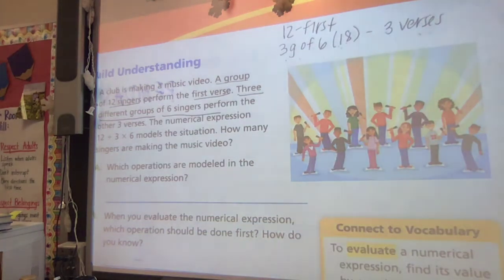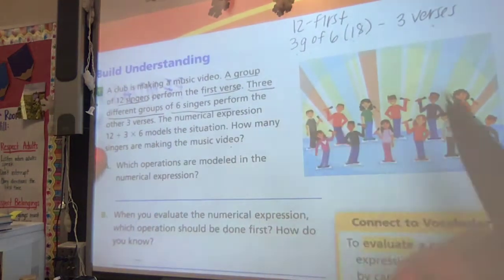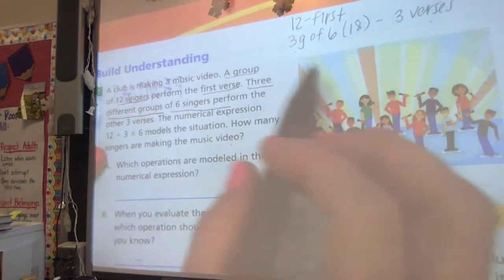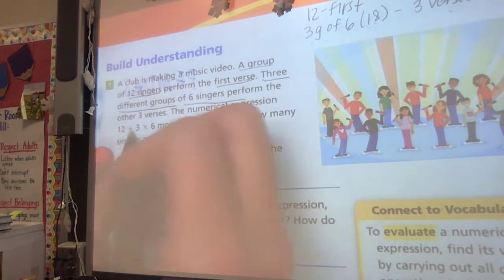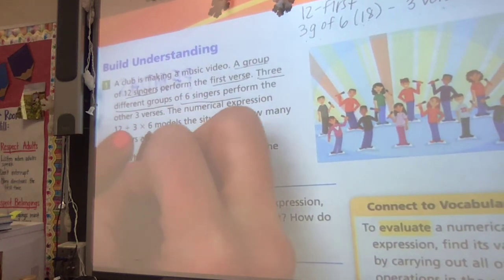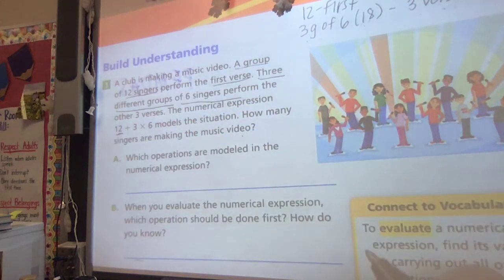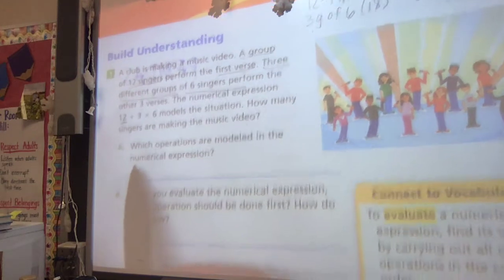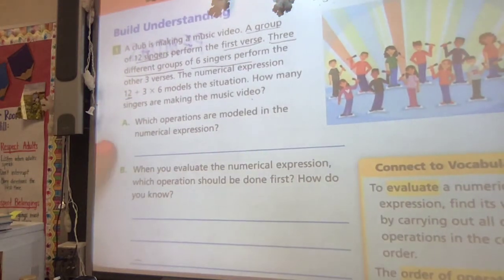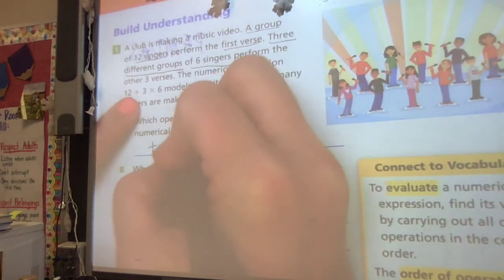How many singers are in this music video? So in this case, they're just asking how many singers is that? And it tells you, you had 12 in your first group plus your 3 groups of 6. So see how they wrote that? First it says, which operations are modeled here? Okay, we see adding and multiplying.